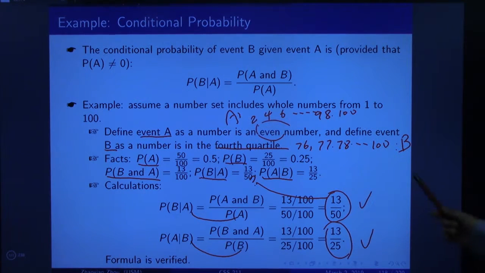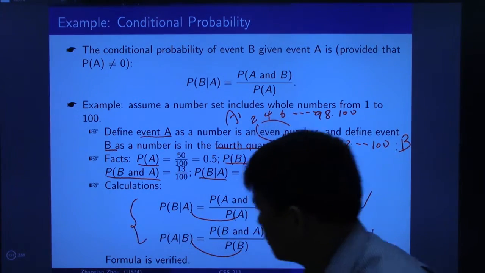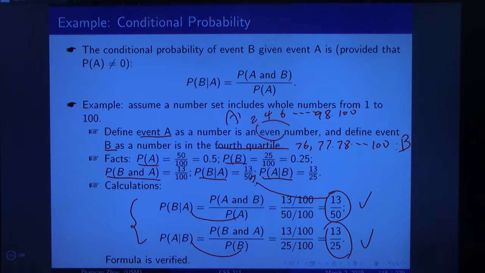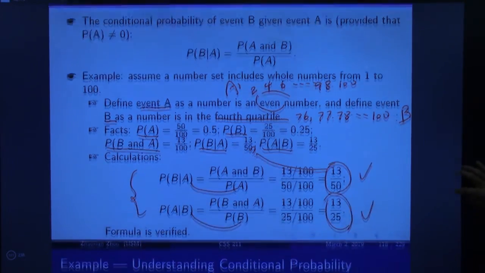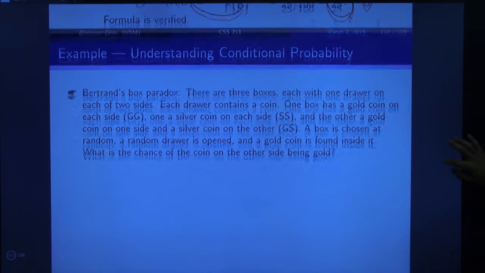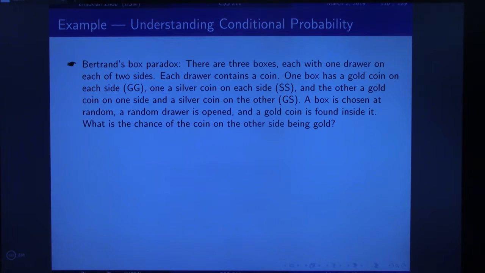Right? In this example, we can easily find this directly, but sometimes it's not easy. Then how do we calculate the conditional probability? We always use the formulas. Conditional probabilities are very, very important, but unfortunately they are sometimes very difficult to understand. So we discuss a very interesting paradox.